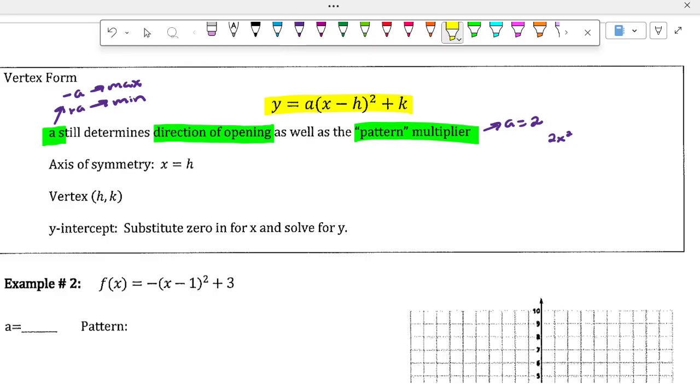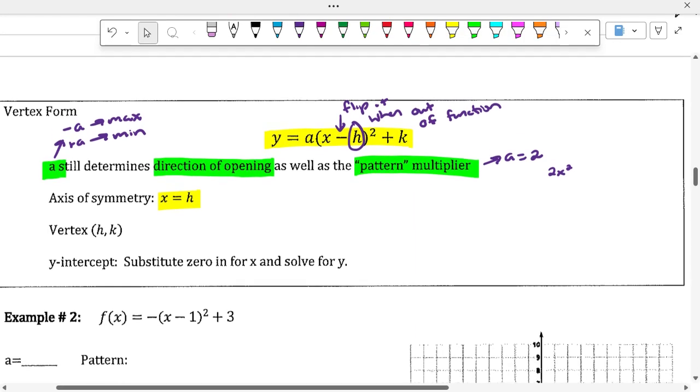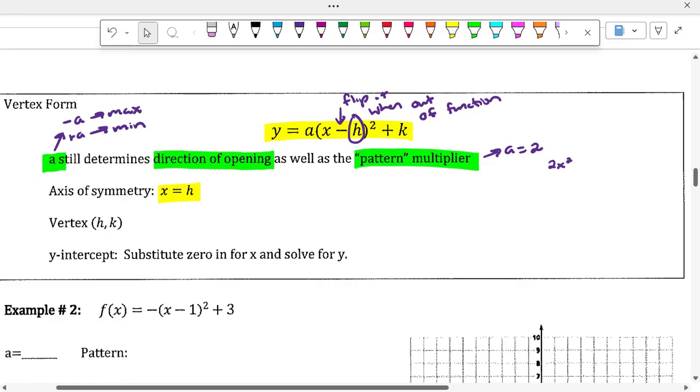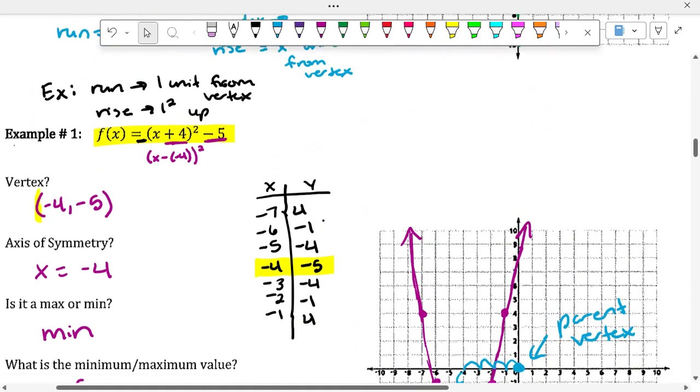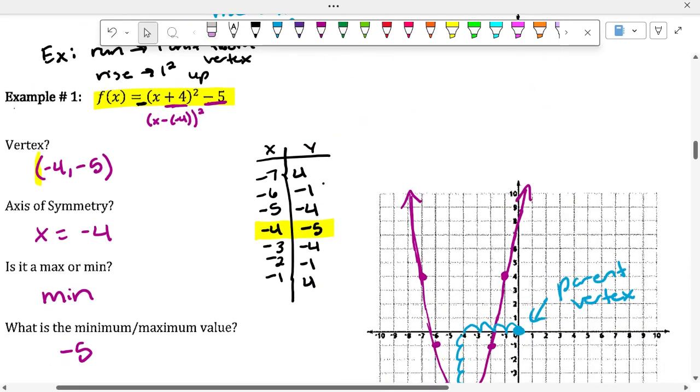Now, the axis of symmetry is whatever the h value is. And by h value, I mean ignore the sign in front of it. So if there's a minus in front of it, that h is positive. If there's a plus in front of it, that h is negative. So whatever sign is here, flip it when you pull it out of the function. That's only for h. Whatever the sign is in front of that h in the function, you flip it when you pull it out. So that's why in the previous one, it was a +4, but the vertex itself was a -4. We had to flip that sign.